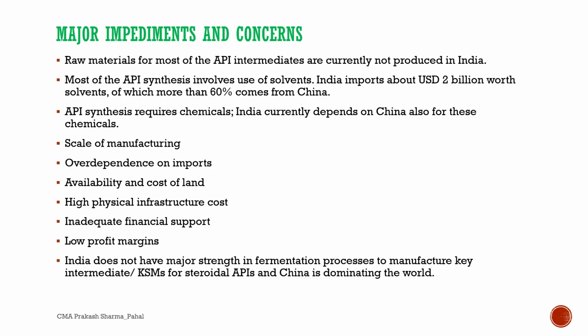Some other factors are scale of manufacturing, over dependence on imports, availability and cost of land, high physical infrastructure costs, inadequate financial support, and low profit margins. India does not have major strength in fermentation processes to manufacture key intermediates, KSMs for steroidal APIs, and China is dominating the world. In this prevailing scenario, some initiatives were taken to address the situation.